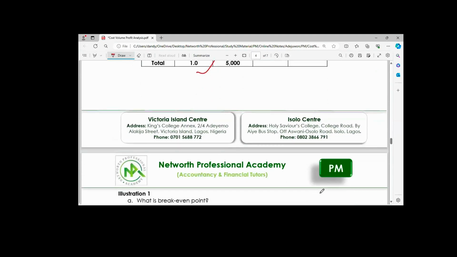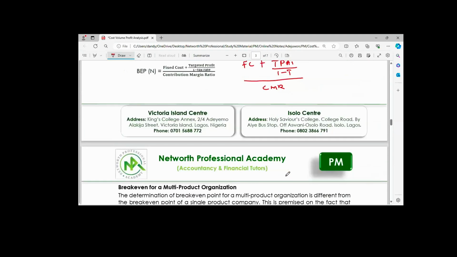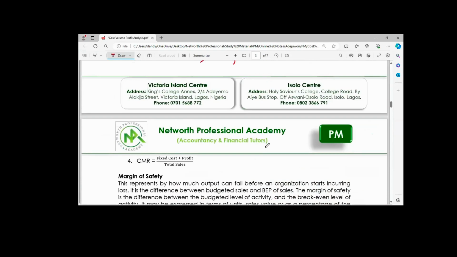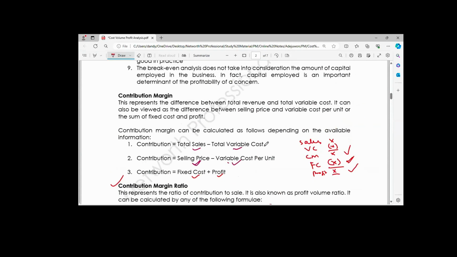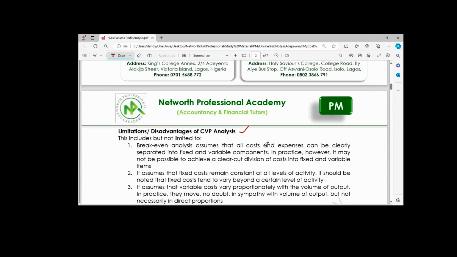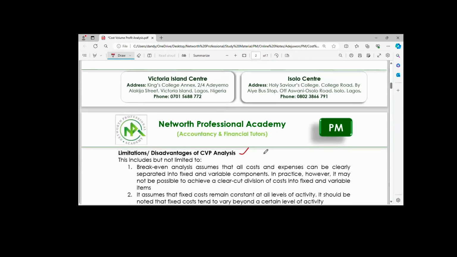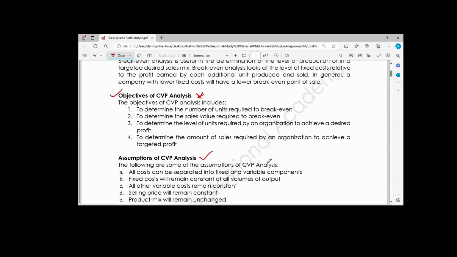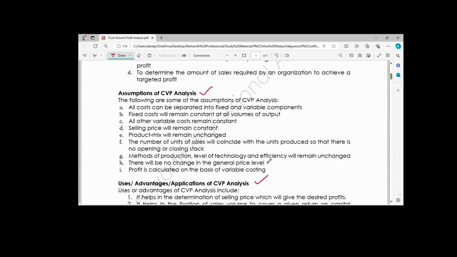I think we are done with all the explanations, all the concepts of CVP analysis. Remember my assignment for you. Please go and read about the underlying assumptions of CVP, the limitations, and the areas of application of CVP analysis. Okay, so make sure you go through all of that.